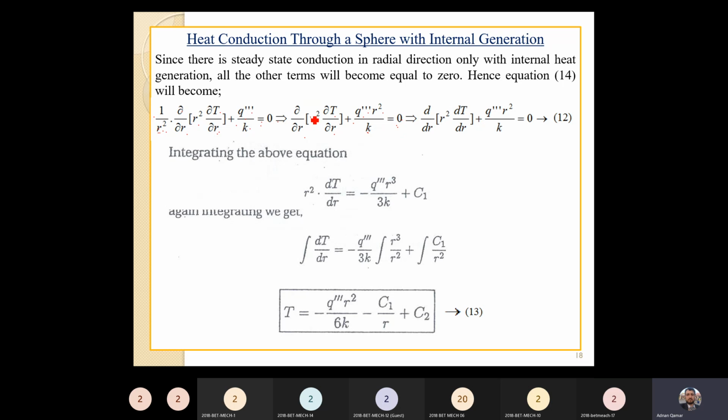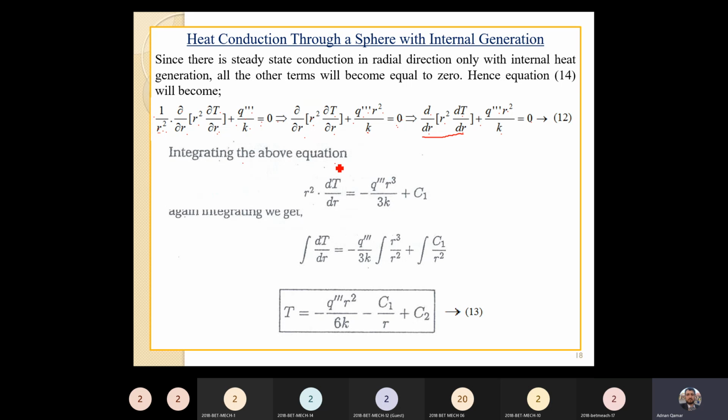And you can write this equation in terms of complete derivatives as well. d over dr of r square dT over dr plus q triple dash r square over k is equal to 0. Now you can see that here it has a double derivative. So to solve this equation 12, you will have to integrate this equation.